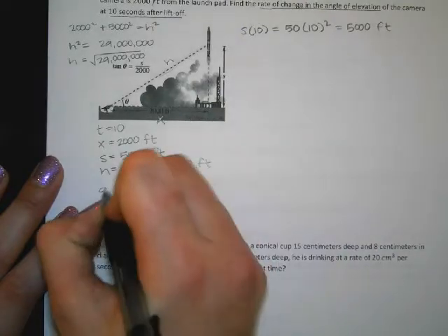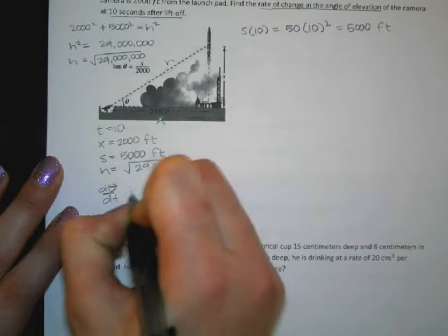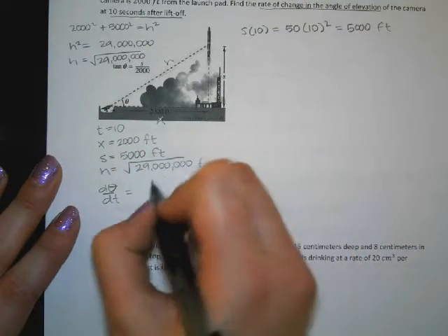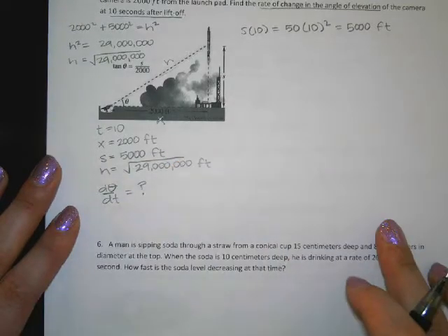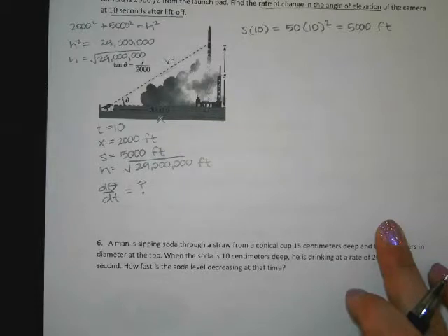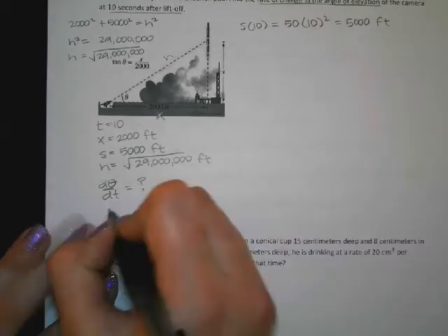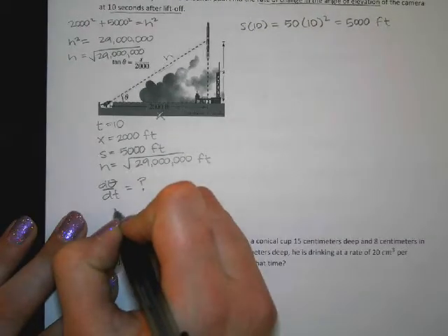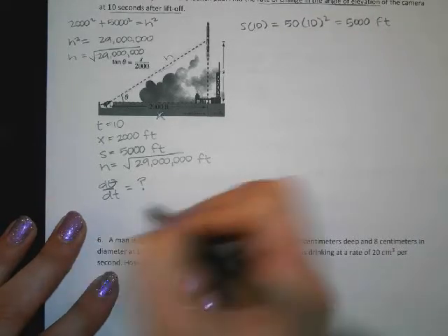We know that d theta dt, the rate of change of the angle of elevation, is what we're solving for. Is that all we know? I think that's all we know. Okay.